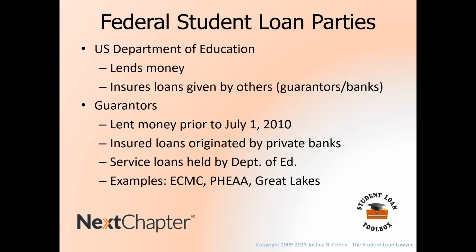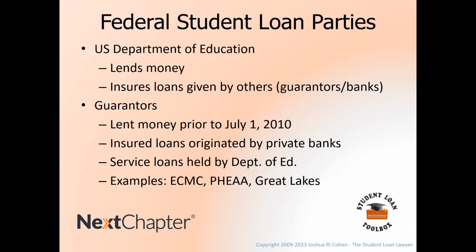Most guarantee agencies were created by state legislation, and most of those have gone the way of the dodo because they haven't had any new business since 2010, or 13 years. They haven't really had anything else to do. ECMC and Great Lakes are actually an exception to that. Neither one of these are legislative entities. PHEAA, however, Pennsylvania Higher Ed, was created by Pennsylvania legislature.